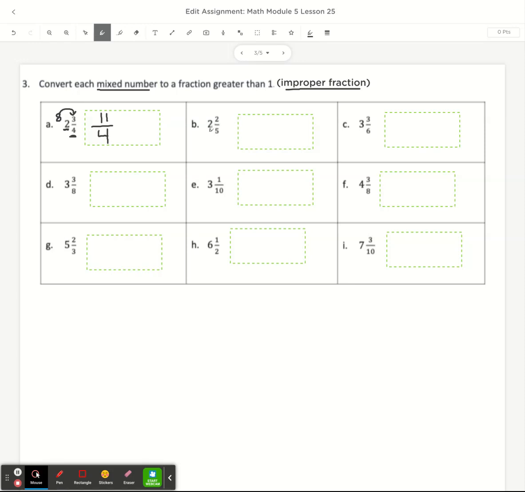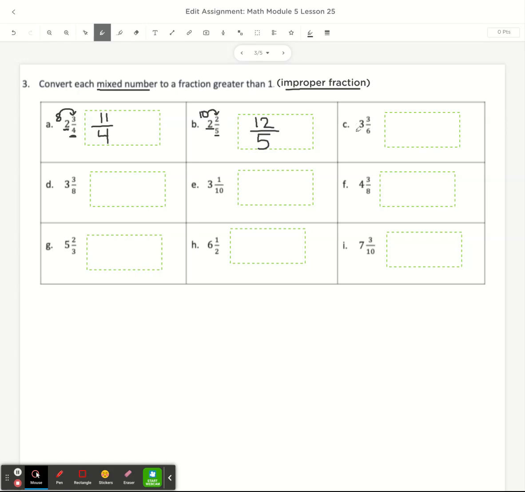So let's do the same thing with part B. So part B, we have 2 2/5. We're going to start off by either converting that whole number to a fraction in fifths, or by just multiplying that whole number times our denominator. 2 times 5 is equal to 10. And then we take that number and we add it to our numerator. 10 plus 2 is equal to 12. And then I just keep my denominator the same. So in all of these, our denominators are going to be the same. We're not changing our denominators at all.